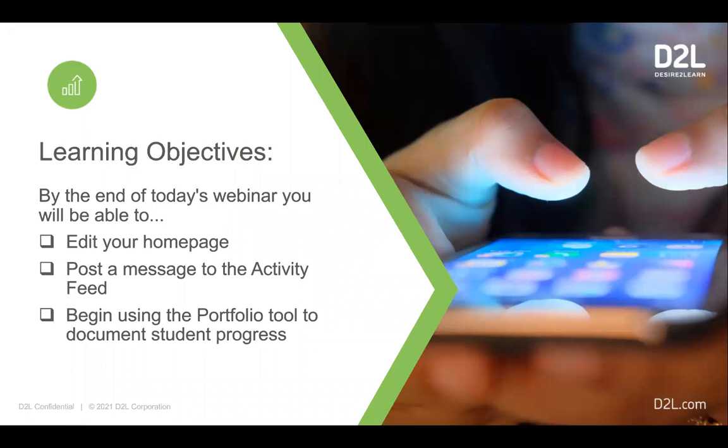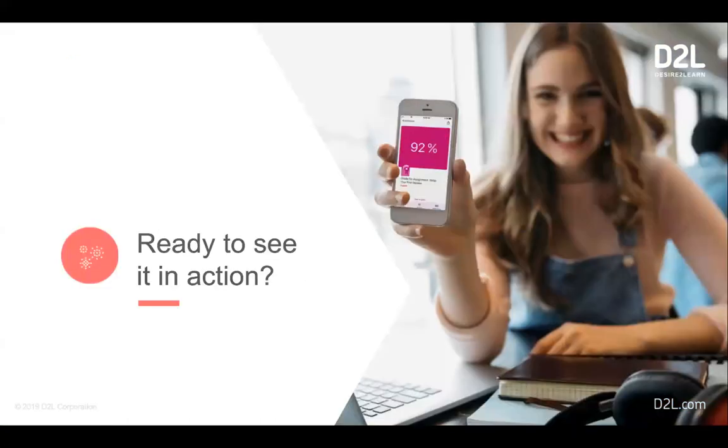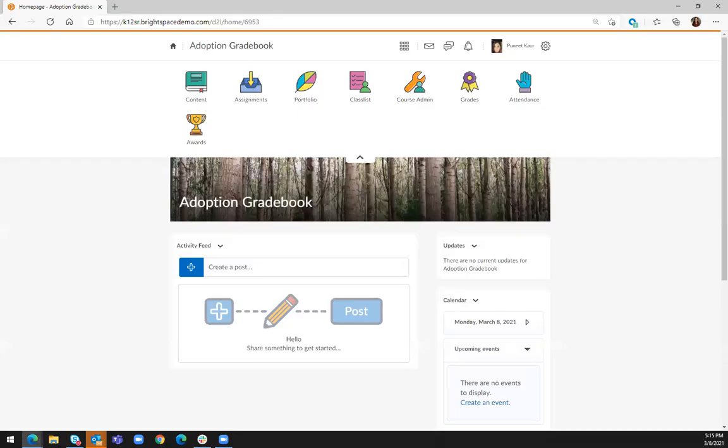So, learning objectives for today's webinar. By the end of today's webinar, you will be able to edit your homepage, post a message to the activity feed, and begin using the portfolio tool to document student progress. With this, I'm going to move into a live Brightspace environment where I'll show you how you can set up these tools. Give me a moment as I get into my Brightspace course.